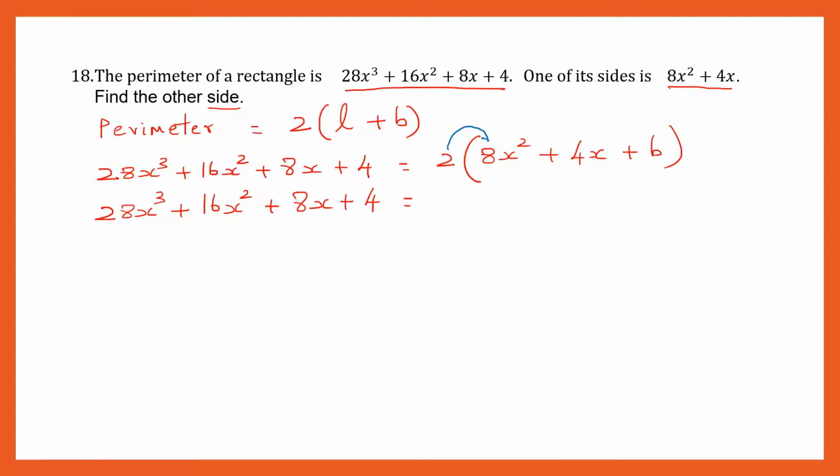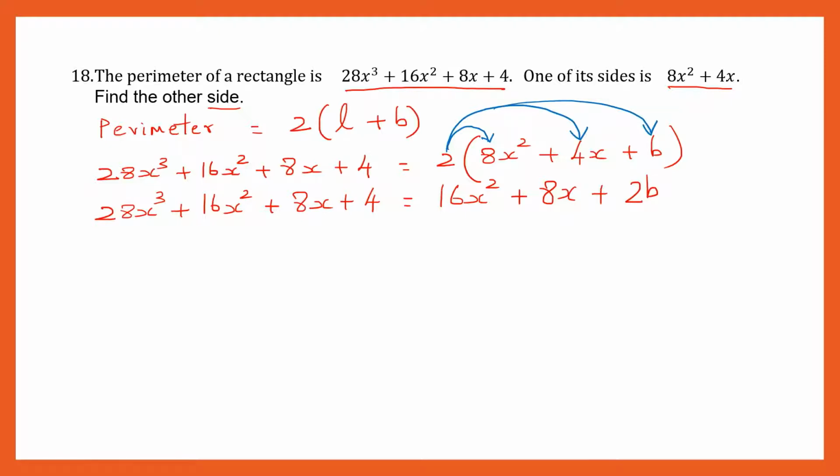Okay, so first we are going to multiply it with 8. 2 8s are 16x square plus, let's multiply 2 with 4 now. 2 4s are 8x plus, let's multiply 2 now with b. I'm sorry, that is b. So it's going to be 2b.